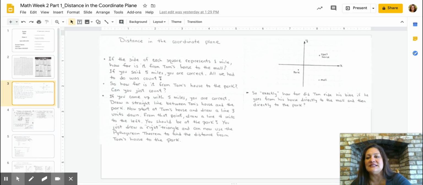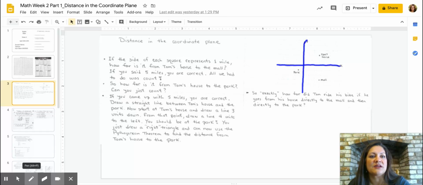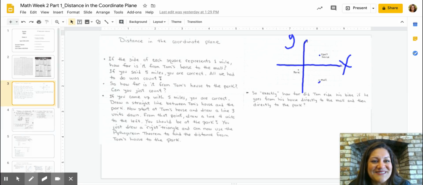It says distance in a coordinate plane. So coordinate plane is going to be here your X and Y axis. There's Y, here's X, here is Y. It says if the side of each square represents 1 mile, and what they're talking about is each square in the graph. It's kind of hard on the packet, but you can understand it's the regular graph paper size. How far is it from Tom's house to the mall? So you're just going to count from here, Tom's house, count down to the mall. But you should have counted 5 squares, so it's 5 miles.